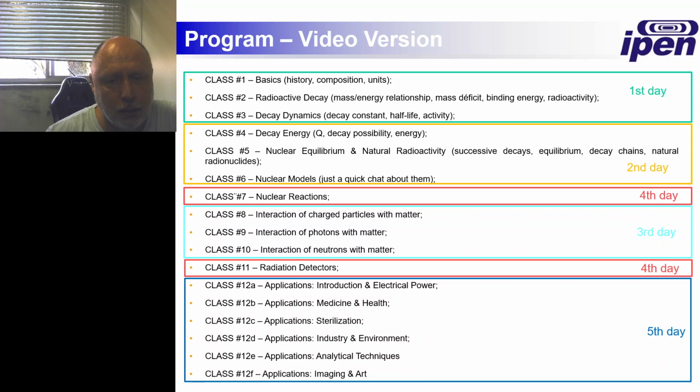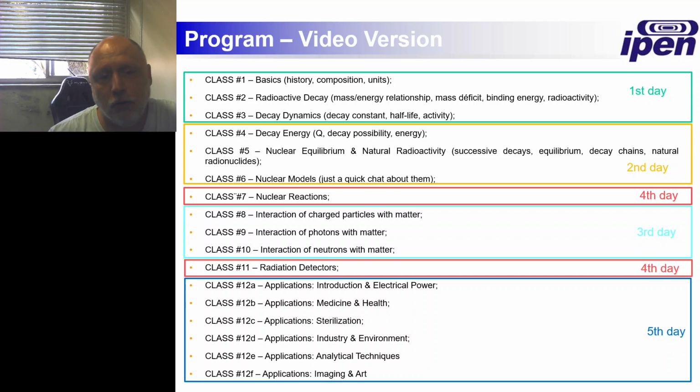Then we have divided the third day of my course, also in 3 classes. Class number 8 is interaction of charged particles with matter. So how protons and electrons interact with matter. Then on class 9 we talk about the interaction of photons with matter.